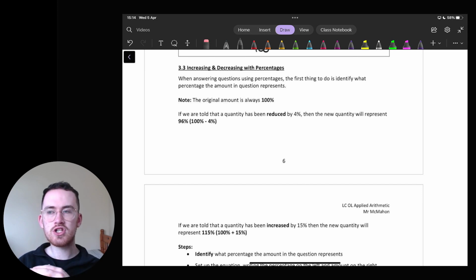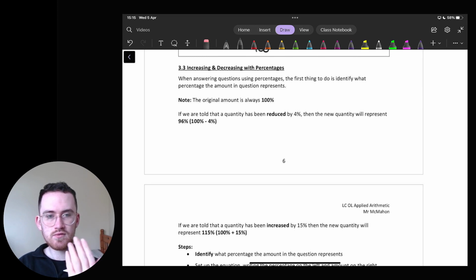Our original amount is always 100%. The original is 100%, whatever it started with. That might be cost price, that might be the price before you sold it. The original price is 100%. Anything that happens to that might change that percentage. It may increase it or it may decrease it.